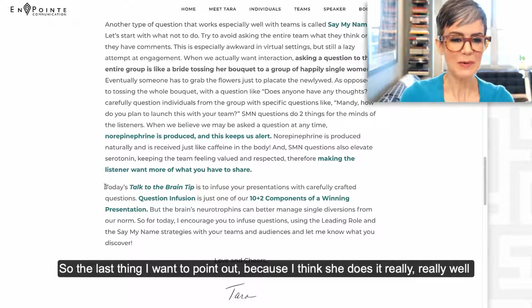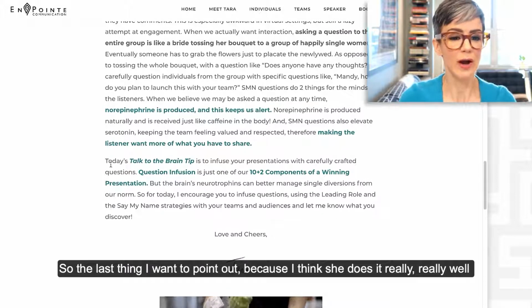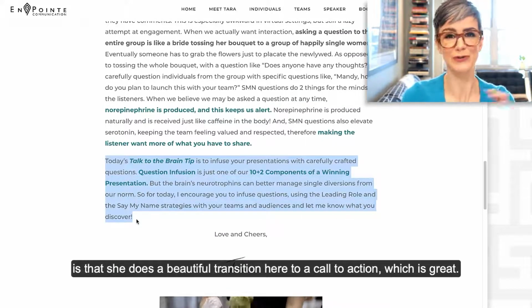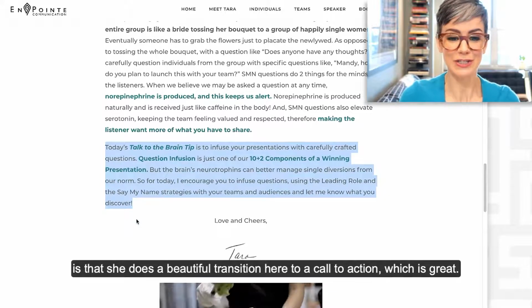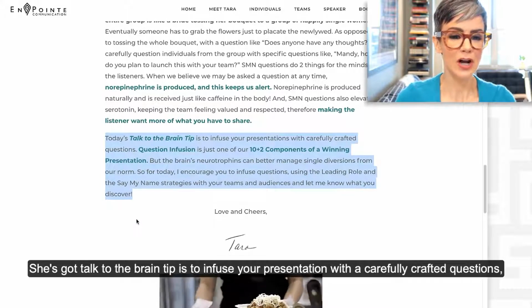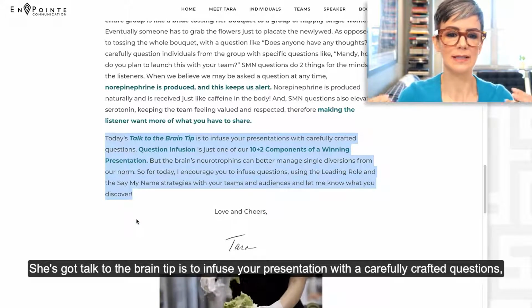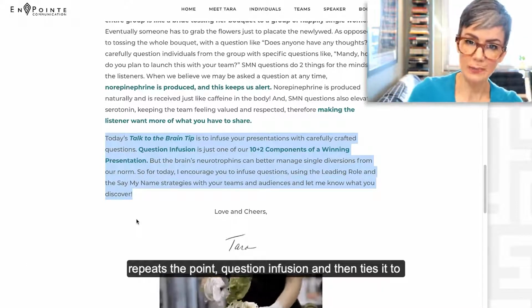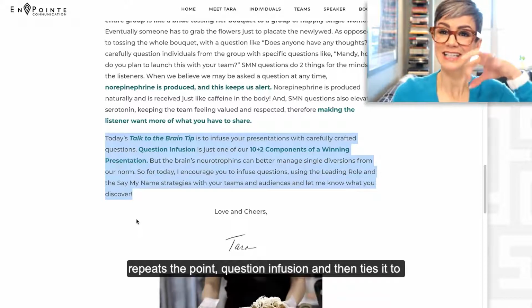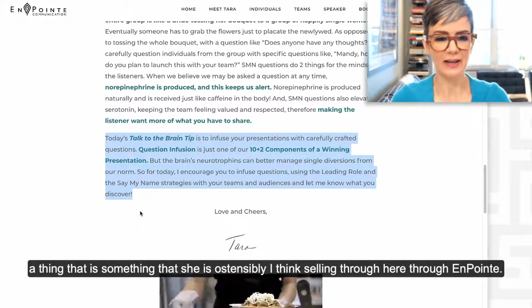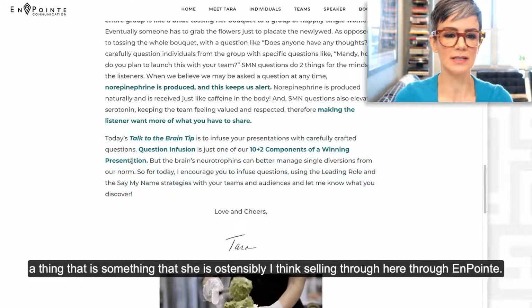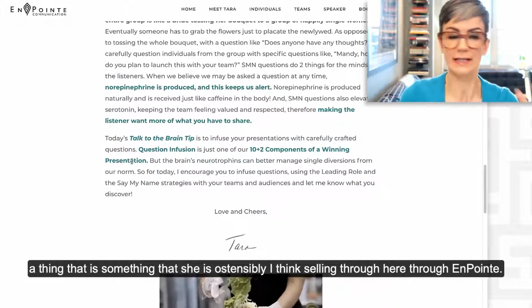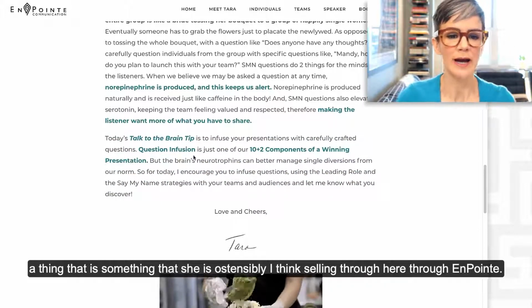So the last thing I want to point out, because I think she does it really, really well, is that she does a beautiful transition here to a call to action, which is great. She's got talk to the brain tip to infuse your presentation with carefully crafted questions, repeats the point, question infusion, and then ties it to a thing that is something that she is ostensibly, I think, selling through here, through En Pointe.